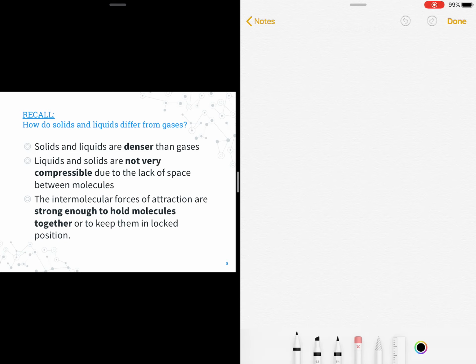Solids and liquids are denser than gases. Liquids and solids are not very compressible due to the lack of space between the molecules. And that is evident from the previous slide, because their particles are closer together, especially the solids. The intermolecular forces of attraction are strong enough to hold molecules together or to keep them in locked position. So this is what we are going to talk about today, the intermolecular forces of attraction between these molecules, and how this attraction holds the particles together.